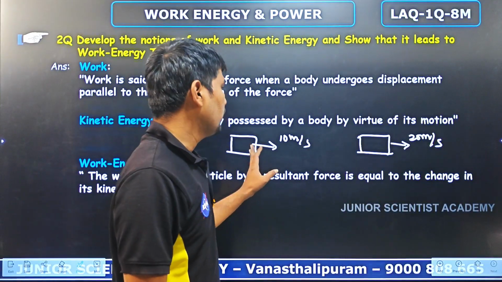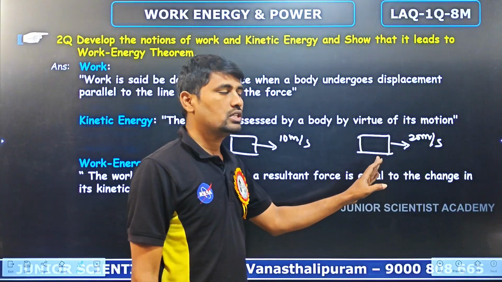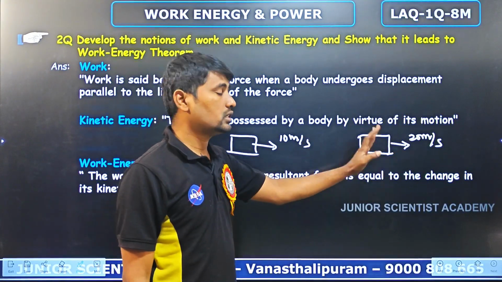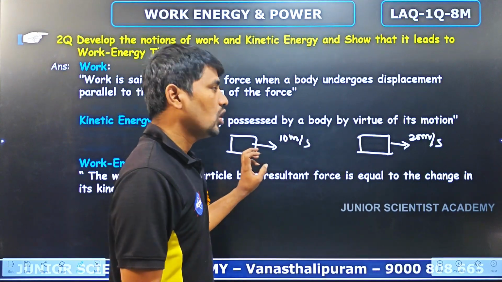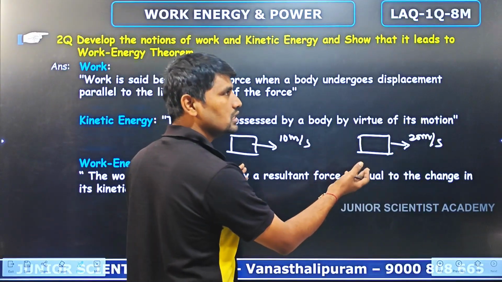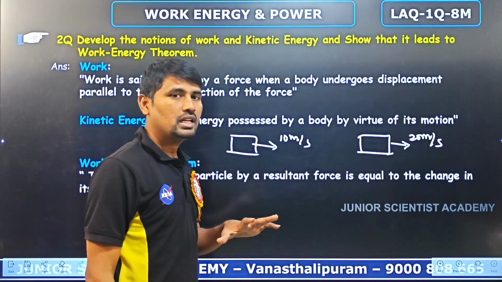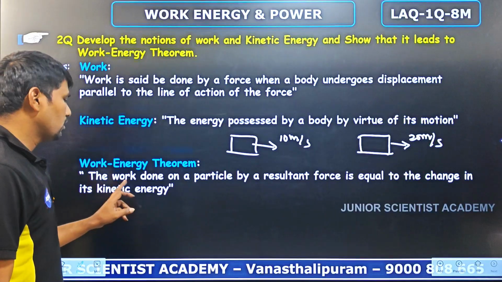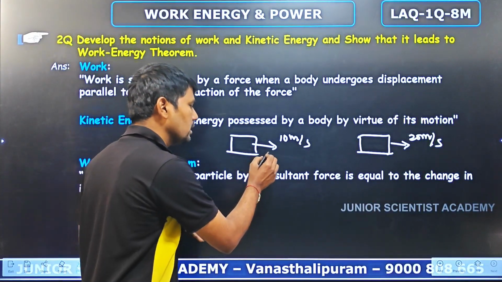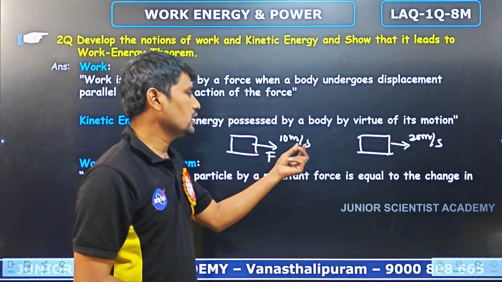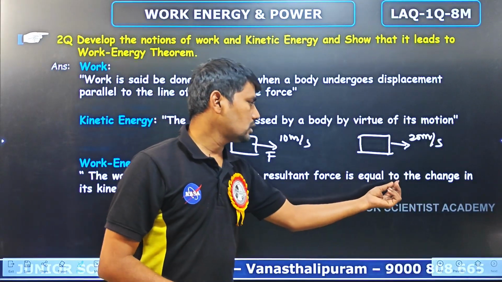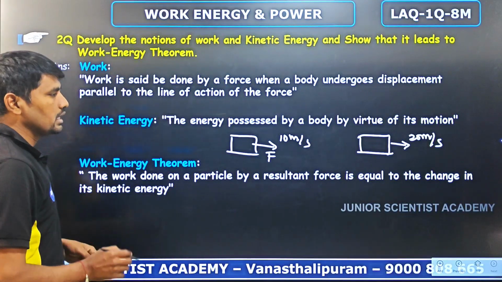Velocity changed, which means kinetic energy also changed, half mv square. So kinetic energy increased. How much energy increased means how much work has been done. The hidden concept is that the energy increases by as much work as is done on it. The work done on a particle by the resultant force, by applying force we can increase the velocity of the object, is equal to the change in its kinetic energy.